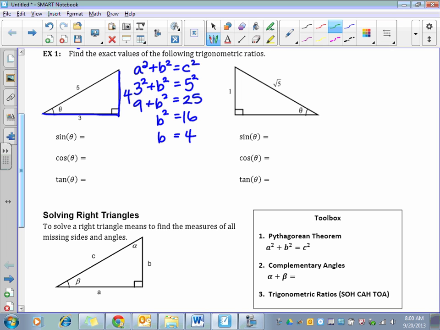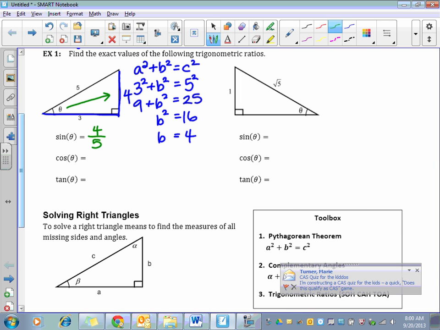So let's go ahead and find the ratios for sine, again, opposite over hypotenuse. So that will be 4 for the opposite, and the hypotenuse would be 5, so 4/5. To look at the ratio of cosine, we're going to do the adjacent, so 3 over hypotenuse of 5. And finally, we have tangent, which is opposite over adjacent, so 4/3.